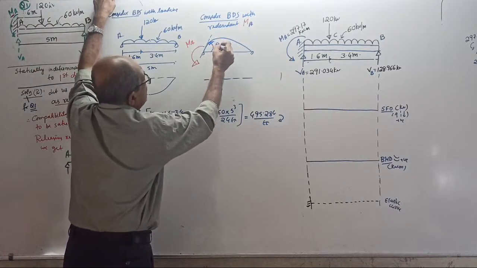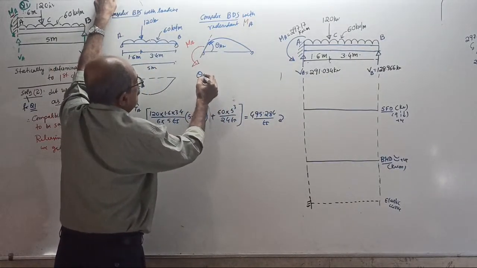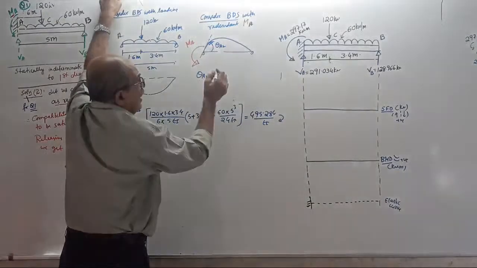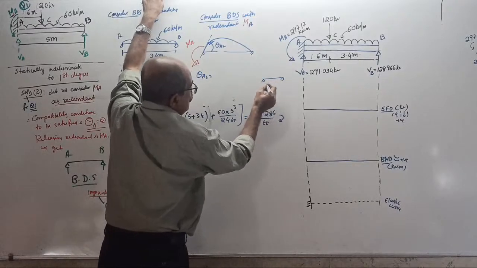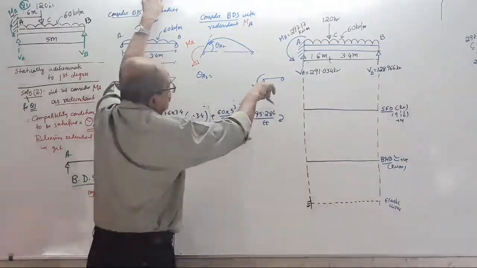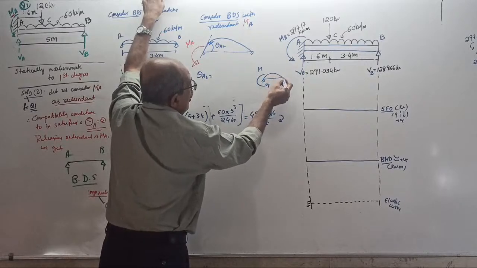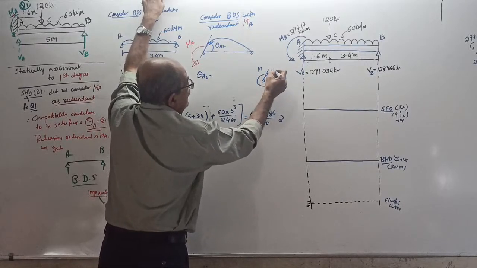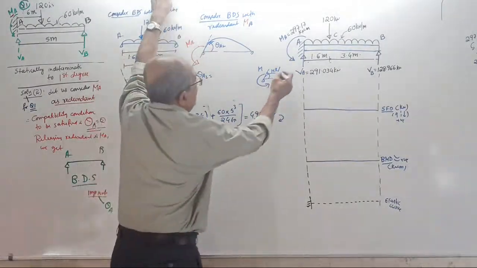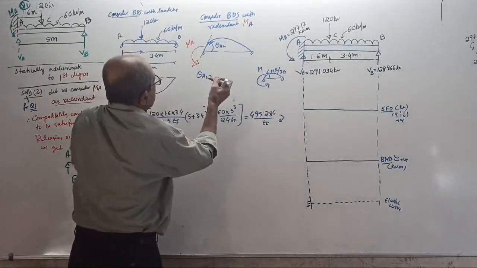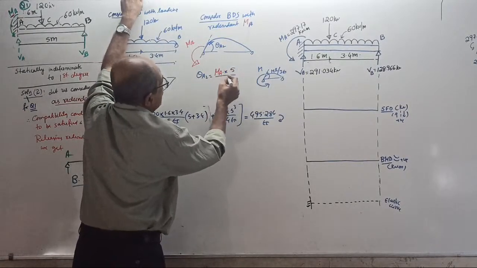This I will call theta A2. Now calculate. What is the general formula for theta A2? I write it once again. For a simply supported beam, if a couple M is applied here, the beam will hog here. The slope formula is ML by 3EI, where you apply the couple. Therefore, here M becomes MA into L, which is 5, divided by 3EI.